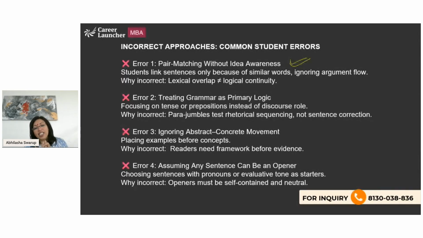Assuming any sentence can be an opener is an incorrect idea. Please choose sentences which do not have pronouns, which do not have any evaluative tones as starters. Those are going to be your number one sentences. Remember, an opener has to be a sentence that is able to say something by itself. So it has to be self-contained. It has to be neutral. So keep these in mind, guys. That's so important while solving your para jumbles.